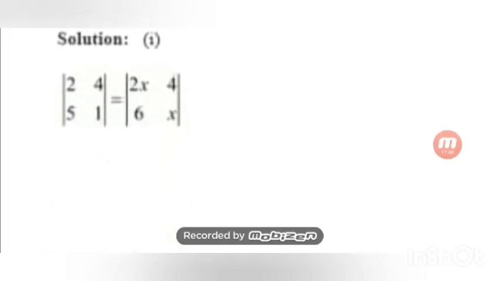Now, let us go to question number 7. In question number 7, you have to get the value of x. This is one determinant and this is equal to another determinant. And similarly, in the second question also, we have equality of two determinants given. Expanding both sides, you will have our required answer. In the first question I have written 2, 4, 5, 1, 2x, 4, 6x.